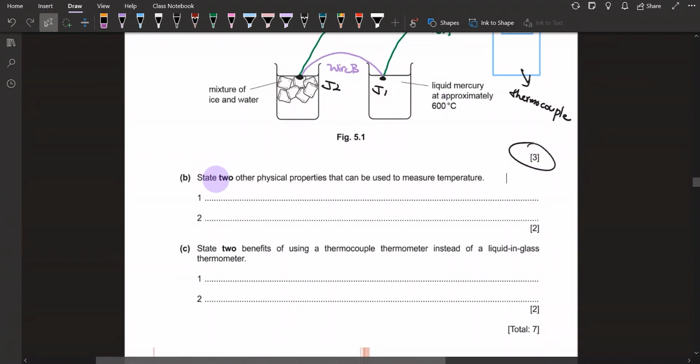Part B says state 2 other physical properties that can be used to measure temperature. So what else can we use is we can use expansion of liquid, and the other one we can use is expansion of gas.